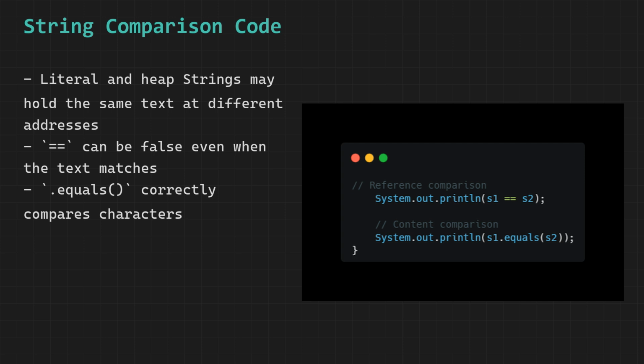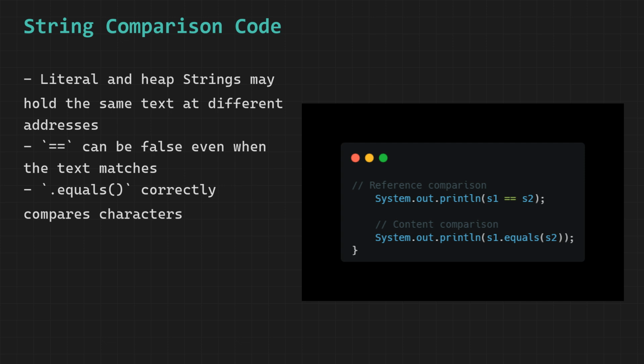The first print statement uses the double equals operator to compare S1 and S2. The double equals operator is an address checker. It does not look at the content inside the objects. It only asks whether both variables are pointing to the exact same memory address. S1 is pointing to the string constant pool and S2 is pointing to a separate object in the heap. The addresses are different, so the result is false.